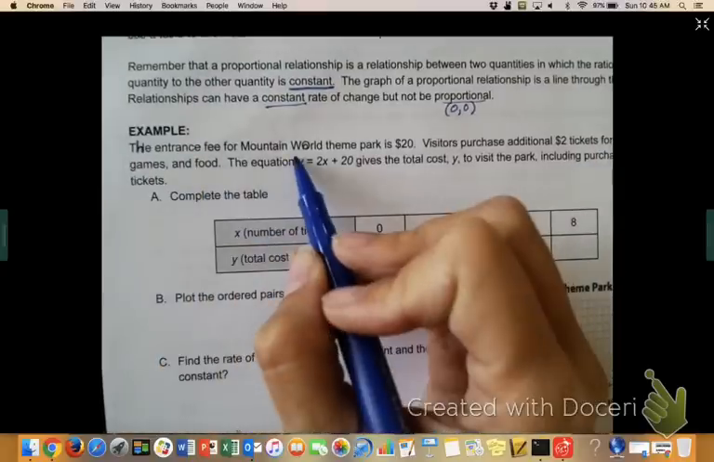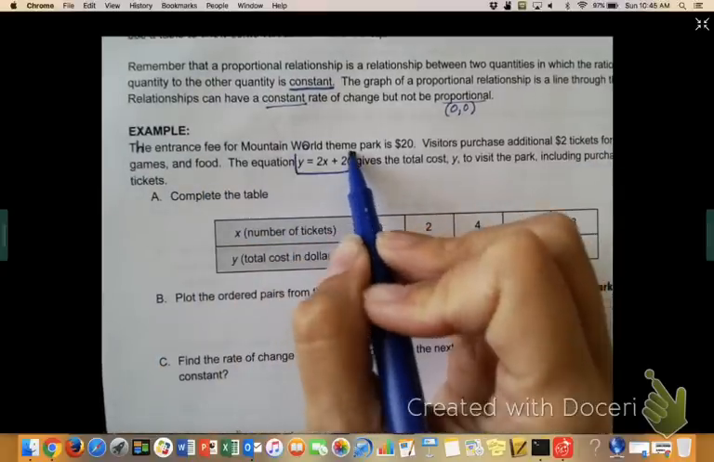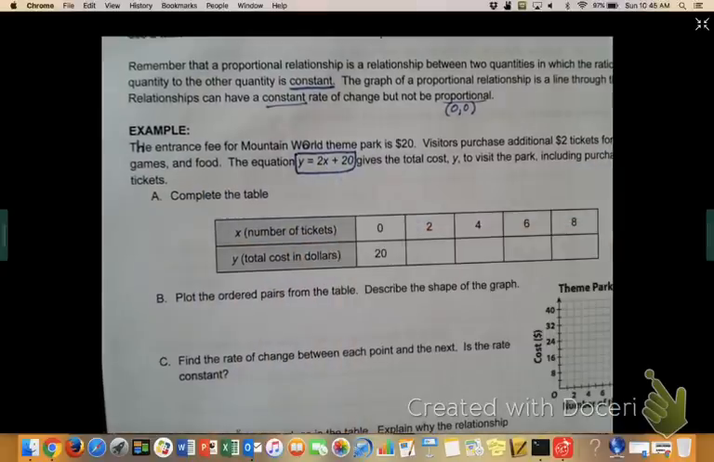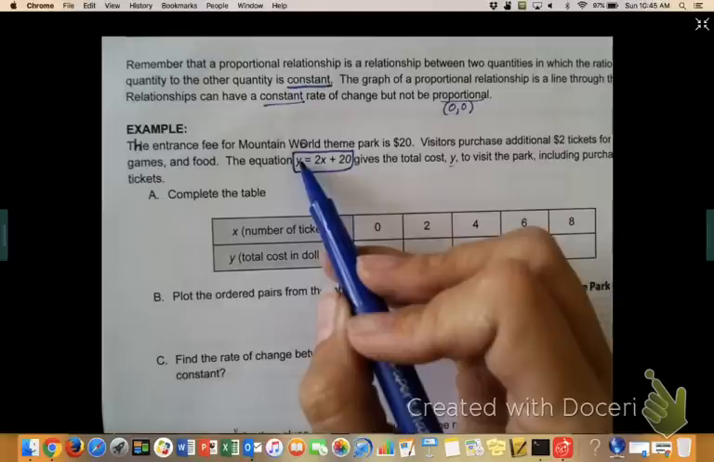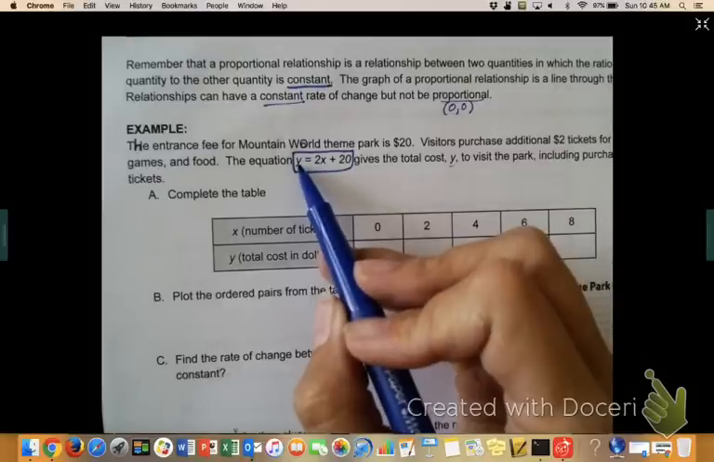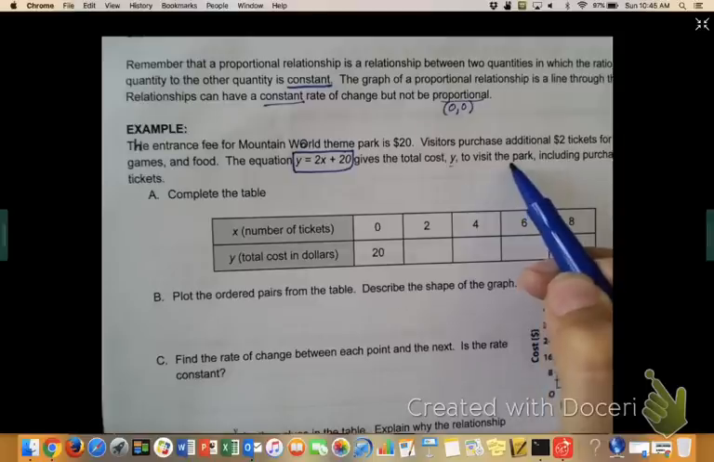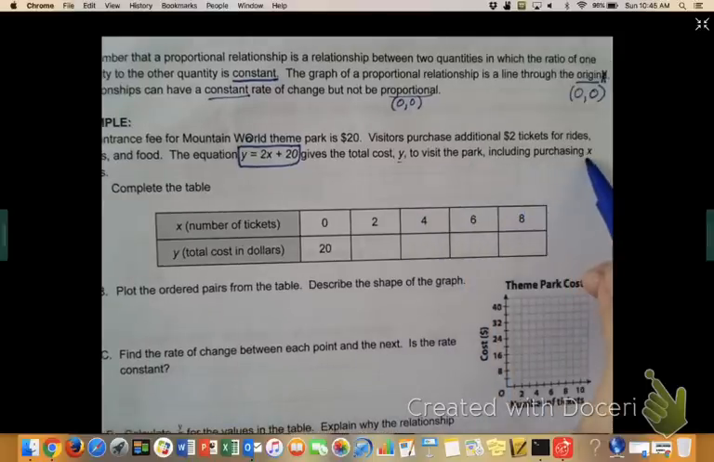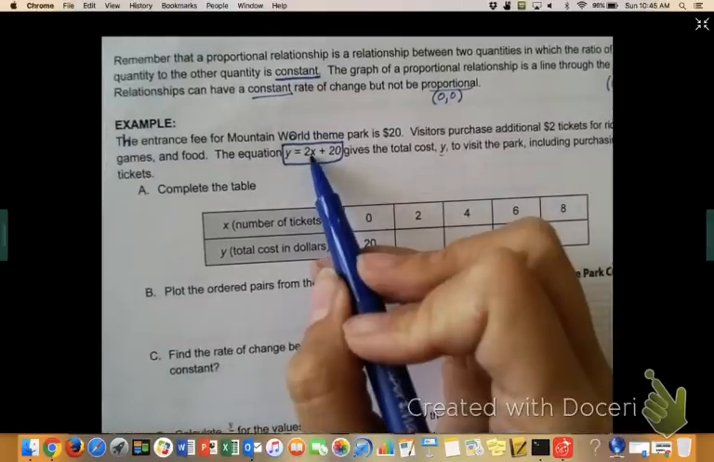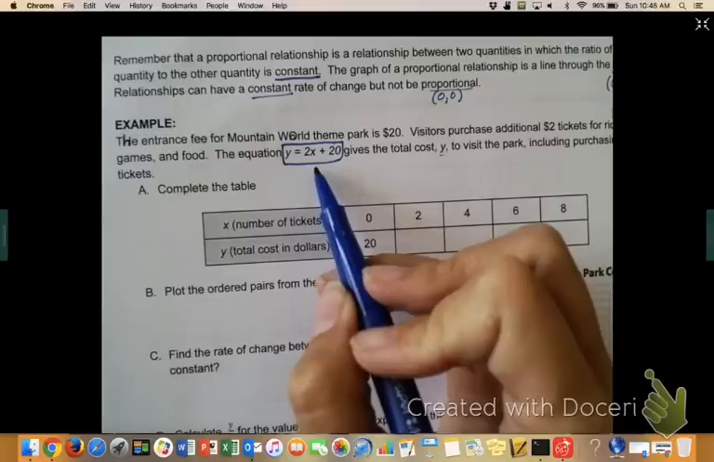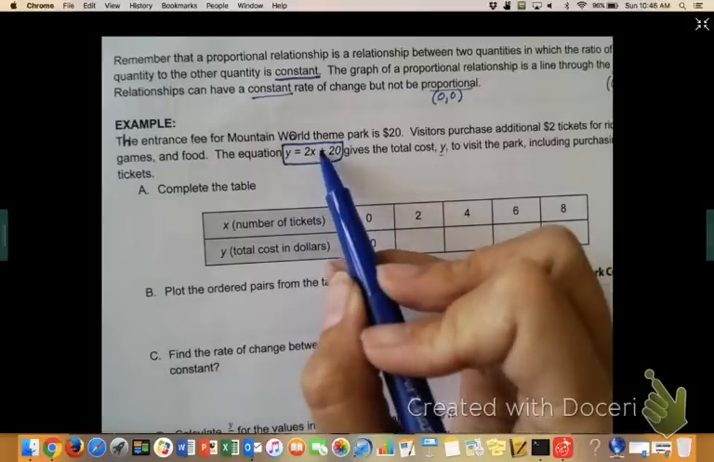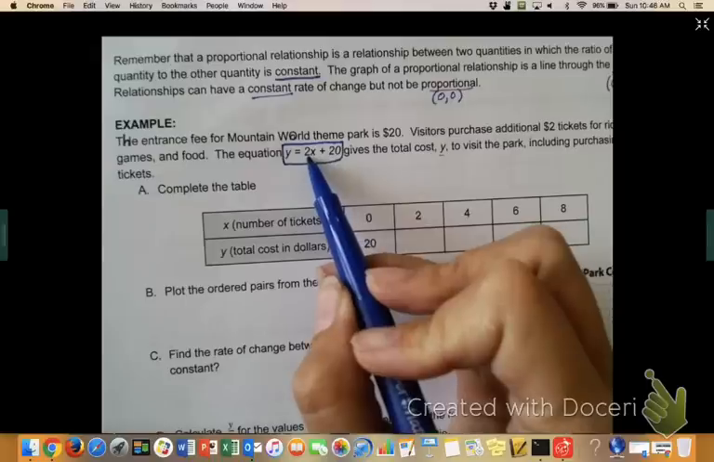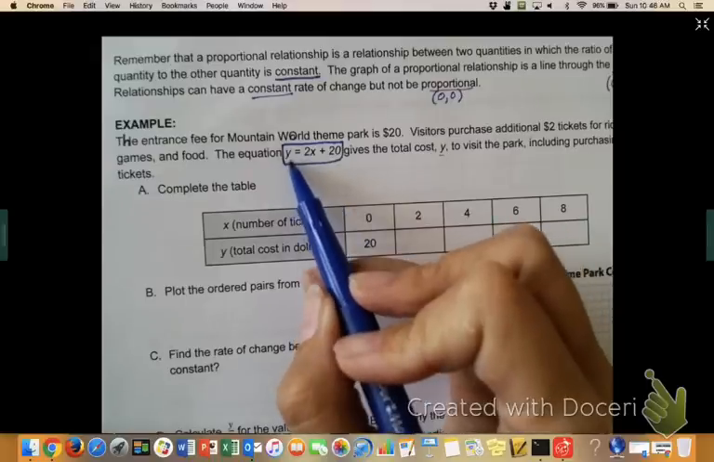The equation y equals 2x plus 20 gives the total cost, which will be y, so however much we end up spending total is going to be what it equals to over here, your y, to visit the park, including purchasing x number of tickets. So this is going to be how many tickets you buy. So your entire cost is going to be based on the $20 to get in, plus however many $2 tickets you buy, and that will equal our total cost.